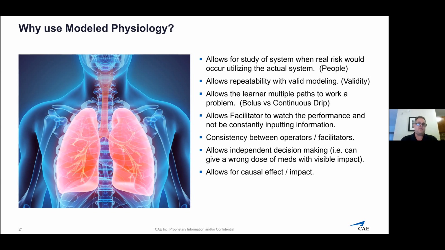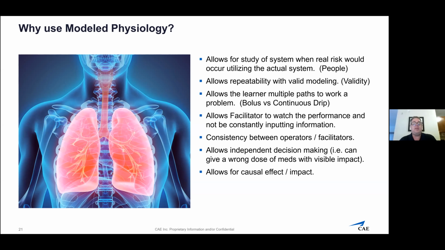So part of the answer to your question, why do we use that, is that especially with a developed student, it's nice to allow them to see what happens if they gave 100 milligrams of atropine. That allows for study of the system without real risk, because we're not going to hurt anybody. It's a simulator; the worst thing that's going to happen is that we're going to reboot him and start him again. That's one of the benefits of using the model: it allows those things to happen and lets you see an outcome.